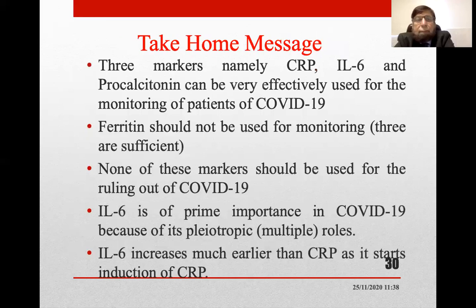My last slide: three markers, namely CRP, IL-6, procalcitonin can be very effectively used for the monitoring of patients of COVID-19. Ferritin should not be used for monitoring. Three are sufficient. None of these markers should be used for the ruling out of COVID-19. That is for the diagnosis. IL-6 is of prime importance in COVID-19 because of its pleiotropic effects. Out of these, most probably IL-6 is the best one. IL-6 increases much earlier than CRP as it starts induction of CRP.